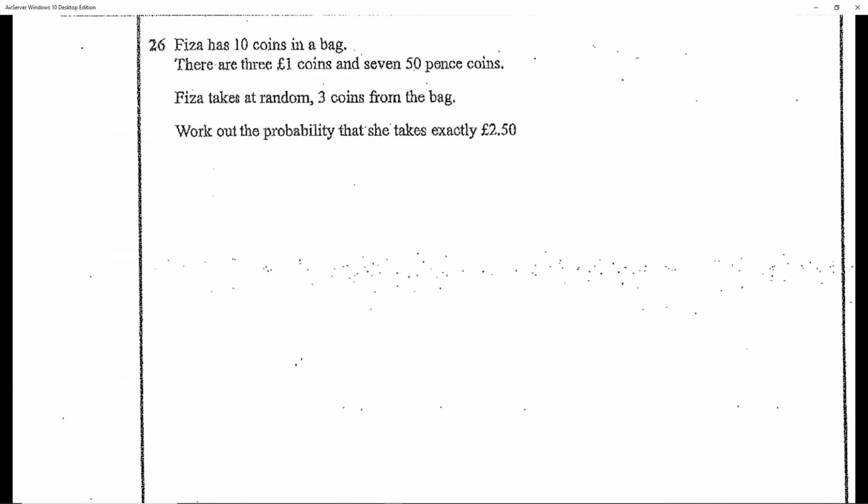Okay, right. Let's have question number 26. Let's have Mr. Asadullah read for us, please, and help us. Fizza has 10 coins in a bag. There are 3 £1 coins and 7 50p coins. Fizza takes at random 3 coins from the bag. Work out the probability that she takes exactly £2.50.